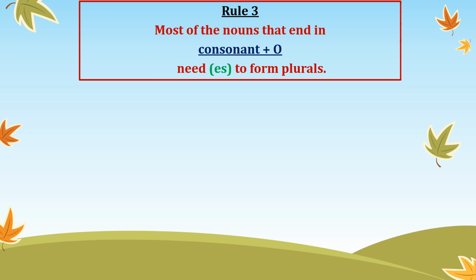So if your noun is ending with an o and just before o you have a consonant, then you will add es to form plurals. That is very simple. You just have a look at the noun given to you. If it is ending with o and just before o you have a consonant, that means you have to add es to make it plural.